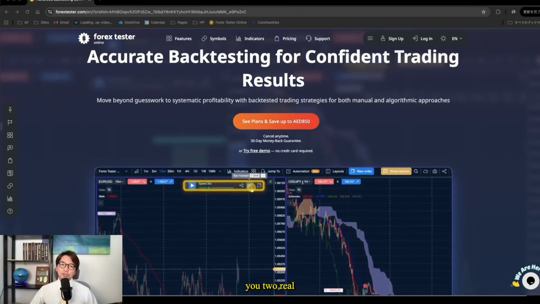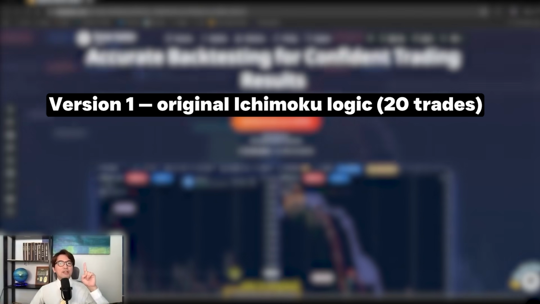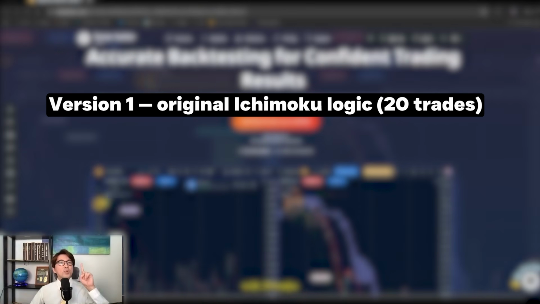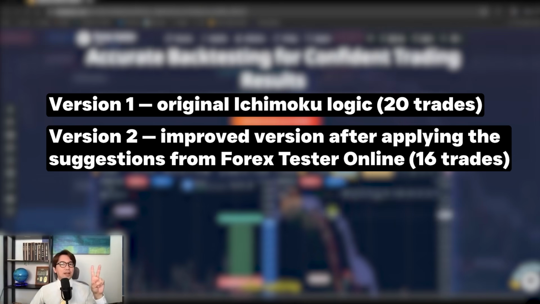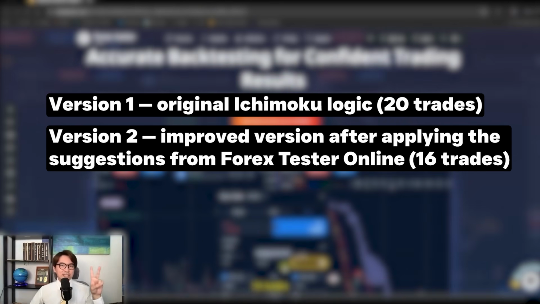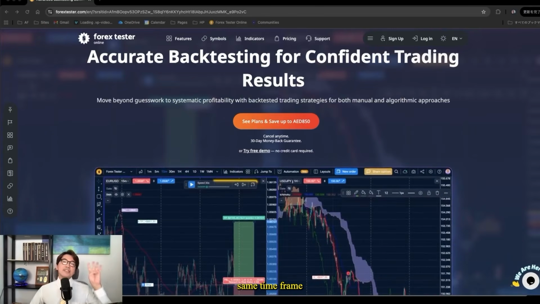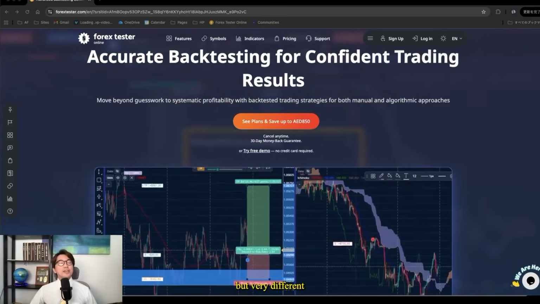So I will show you two real backtesting reports I created. Version 1 is the original Ichimoku logics with 20 trades, and version 2 is the improved version after applying the suggestions from Forex Tester Online, which I made 16 trades. Same pair, same time frame, and same time period, but very different results.